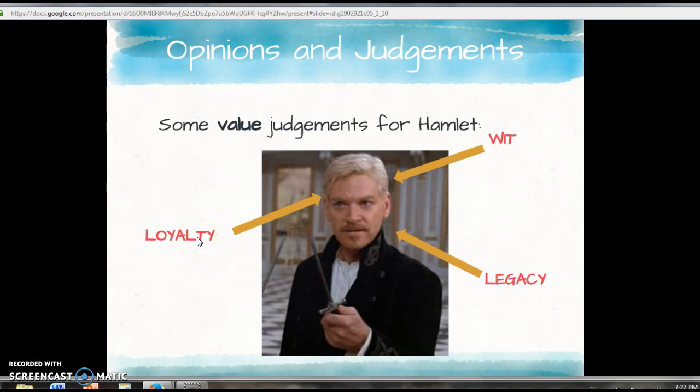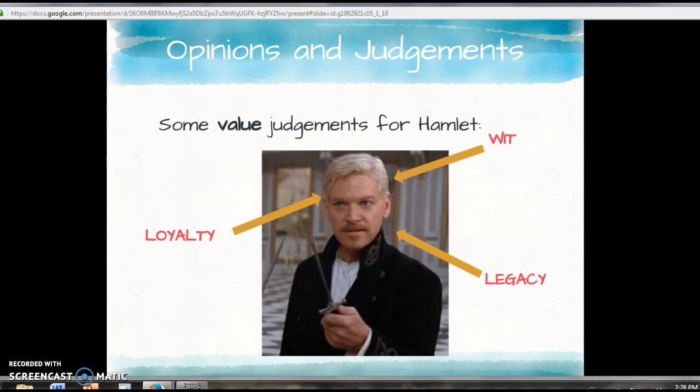We know that loyalty plays a big part in Hamlet's interactions, and we know that he cares about that. We know that wit and intelligence are important to him, and we know that his legacy, or just the idea of legacies in general, are important to him. We'll see a lot of this said directly. Hamlet will tell us as we listen to him throughout the play. We'll also see it in some of the other things that he does. These are by no means the only three things that are important to him. They're a starting place. I'm giving you some examples.